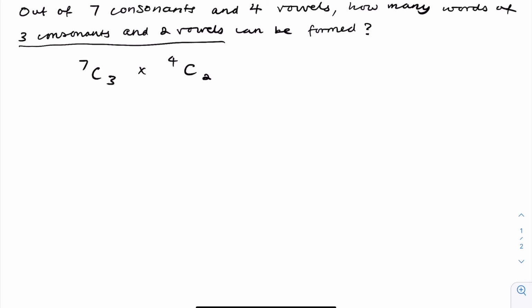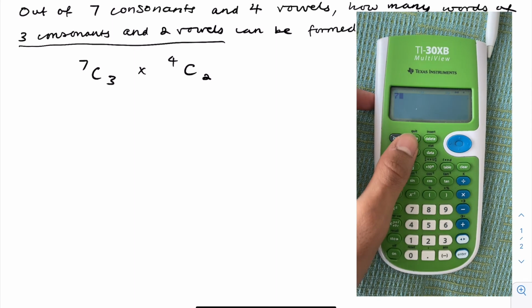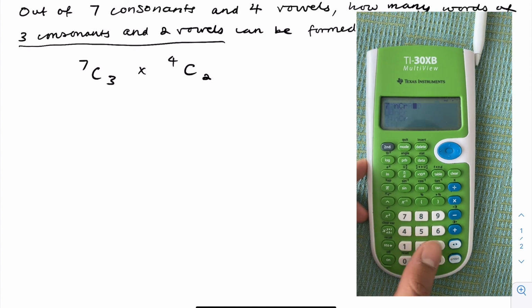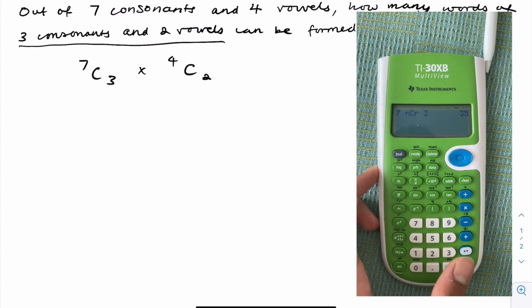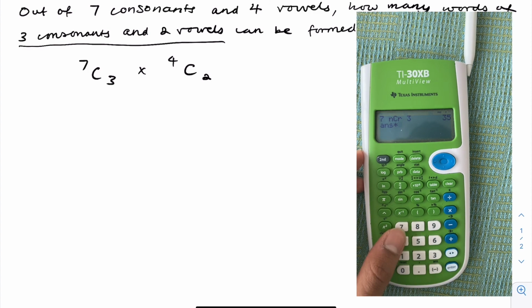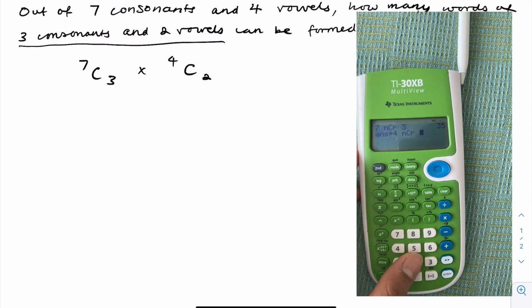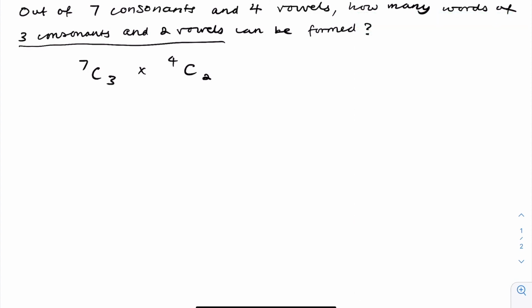All right, so we have 7C3, that's 35. Then we can multiply it by 4C2, which is equal to 210. So there are 210 ways of taking 3 consonants and 2 vowels from 7 consonants and 4 vowels.